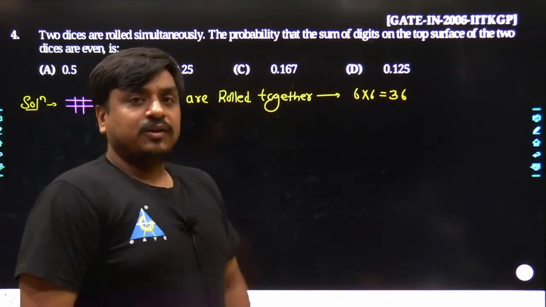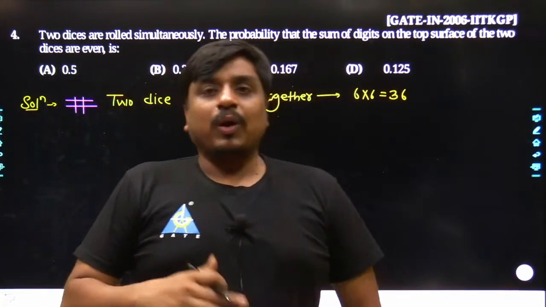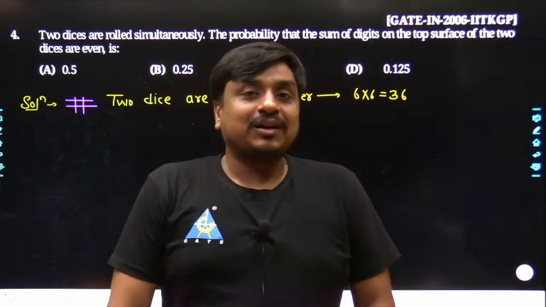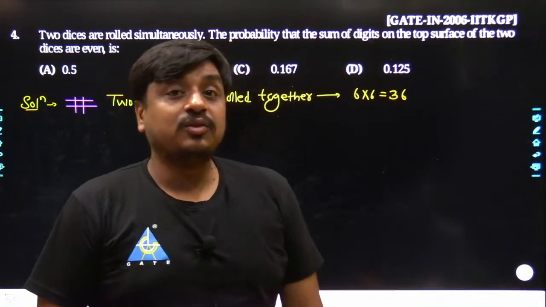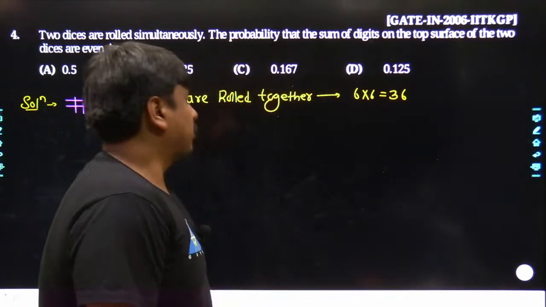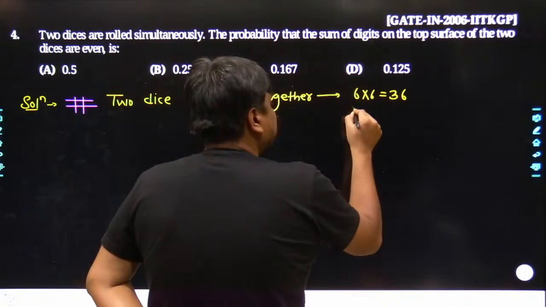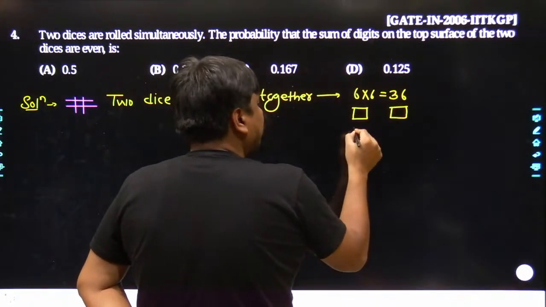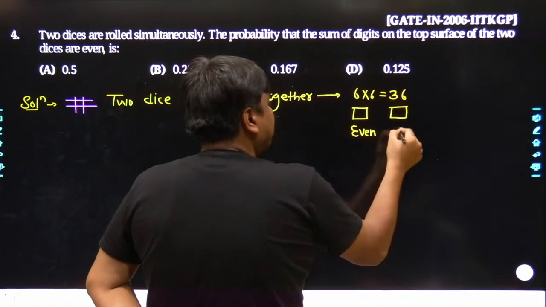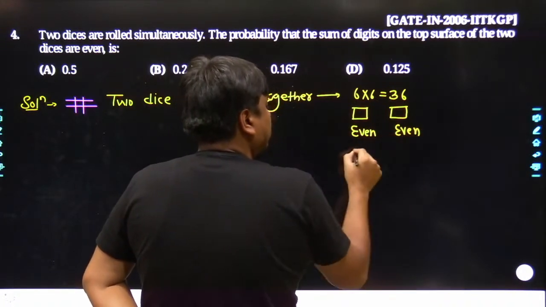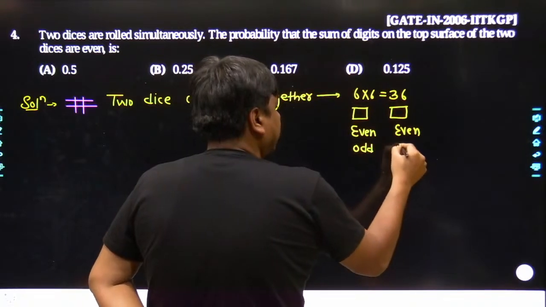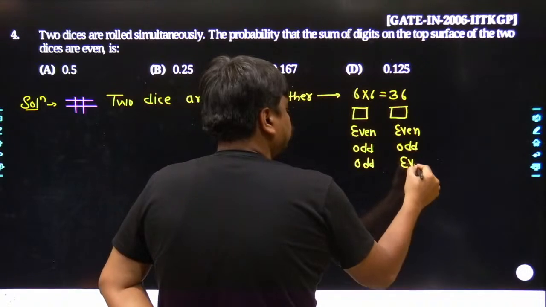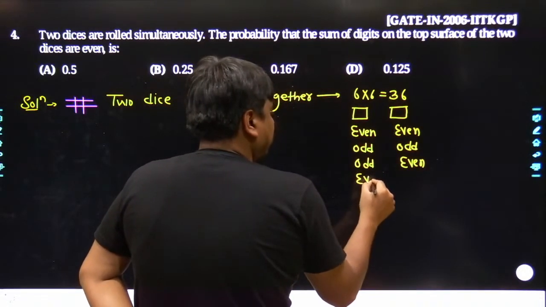And keep in mind, once you throw the dice, one could be even, one could be odd, one could be odd, one could be even. Put together, in total 4 different possibilities you will have. Let's take this as your first die, this as your second die. The possibilities could be: even and even, odd and odd in both of the trials, odd and even, and even and odd.